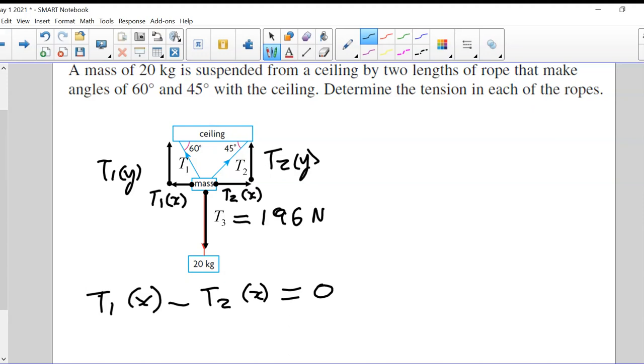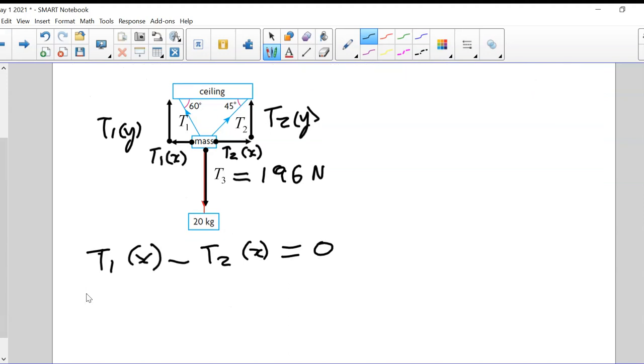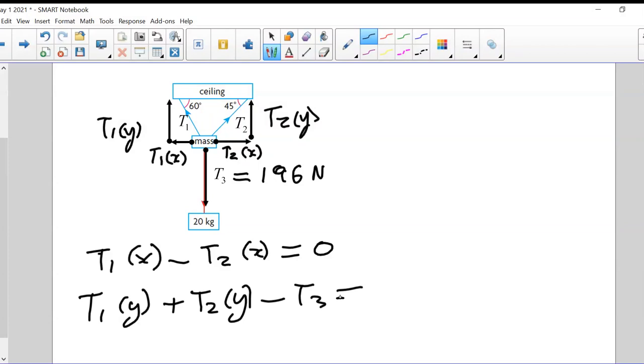Okay, so the T1x and the T2x, when you subtract them from each other, you should get 0. The same thing is true if I add the T1y and the T2y, add those together and subtract from that, let's put the T3 for now. We know what the T3 vector is already. That should also be equal to 0.